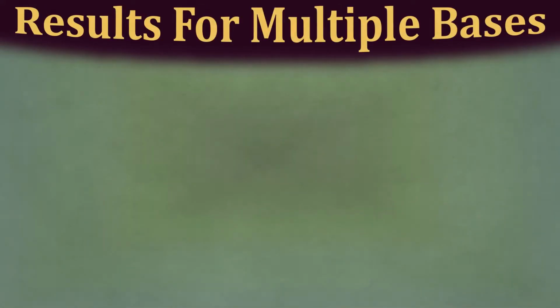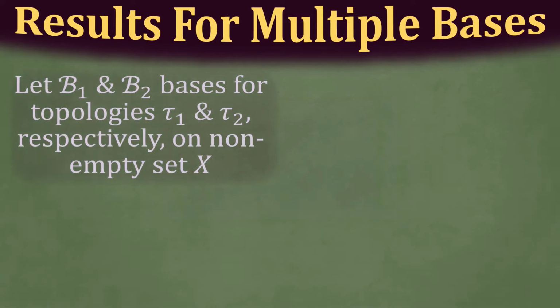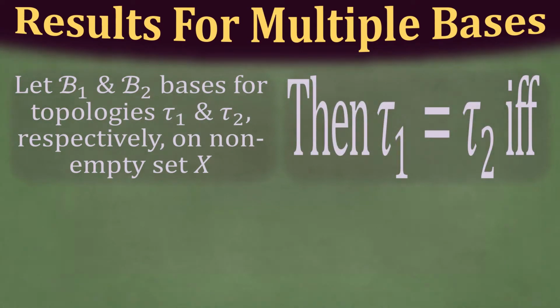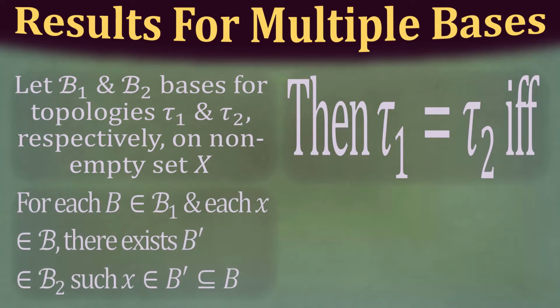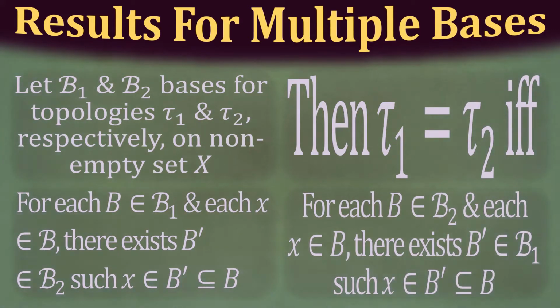Now let's discuss a result for multiple bases. Let B1 and B2 be bases for topologies T1 and T2 respectively on a non-empty set X. Then T1 equals T2 if and only if, first, for each B in B1 and each x in B, there exists a B' in B2 such that x is in B', which is a subset of B. Second, for each B in B2 and each x in B, there exists a B' in B1 such that x is in B', which is a subset of B.